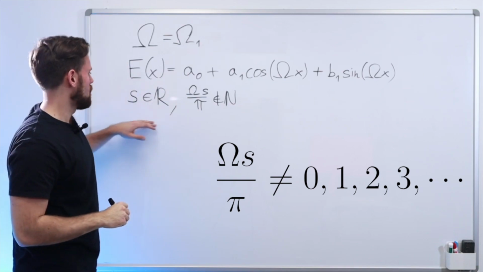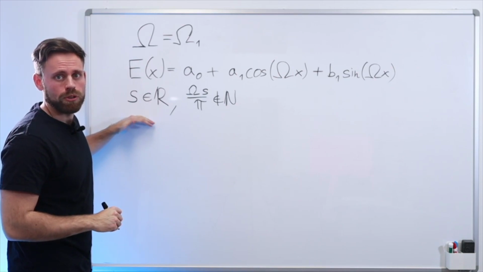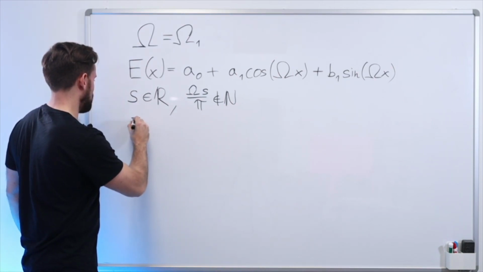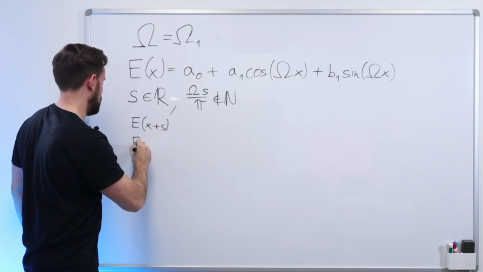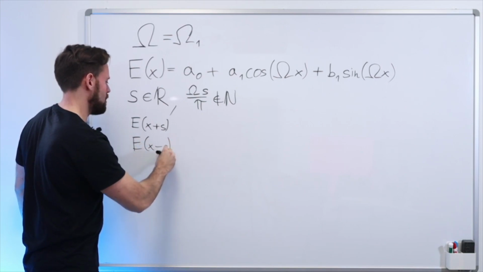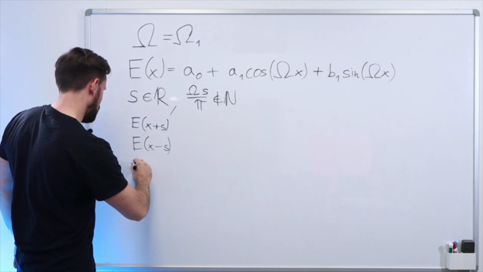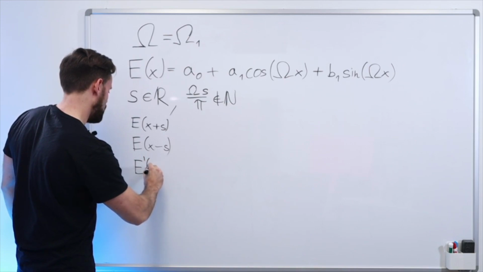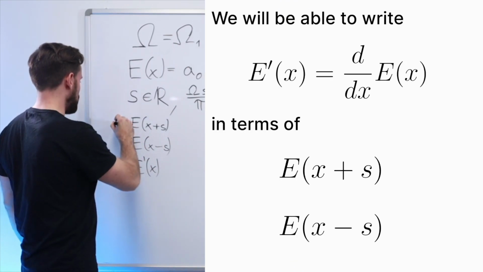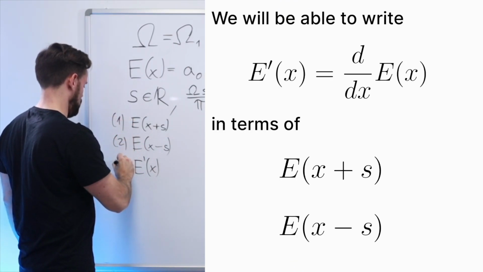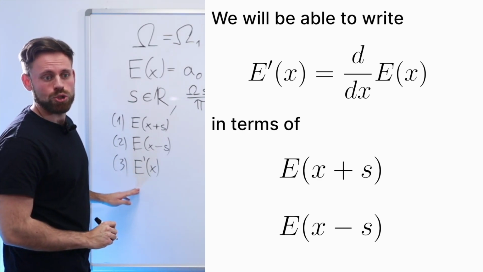Once we have this notation in, I will just quickly outline the steps for the derivation. First off, we will write up what E(x plus s) is going to be. Then we write up what E(x minus s) is going to be, knowing that E(x) is equal to this expression. Then we consider the derivative of E(x). And if we have these three equations written up, then by some reordering, we will get the two-term parameter shift rule.